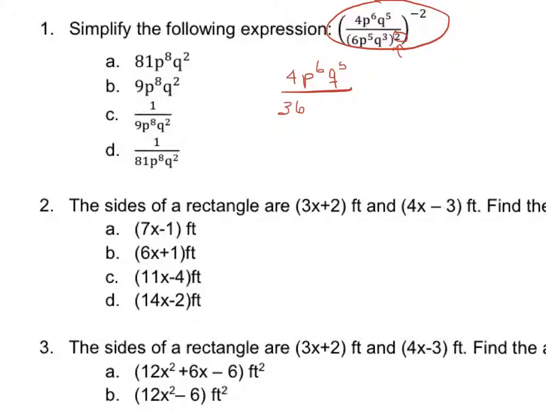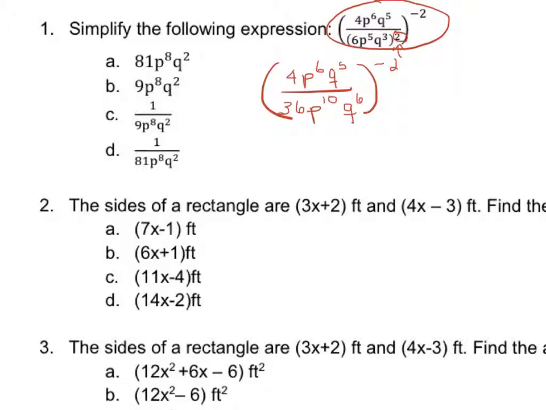I've got to take p to the 5th times p to the 5th. Shortcut is you just take 2 times 5. Or you can think p to the 5th, p to the 5th, I add exponents. It's going to be p to the 10th. Q cubed, I square that, so I multiply 3 times 2. Okay, and that's still all to the negative 2 power.